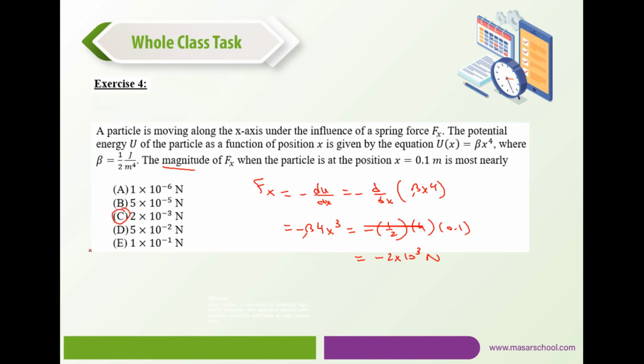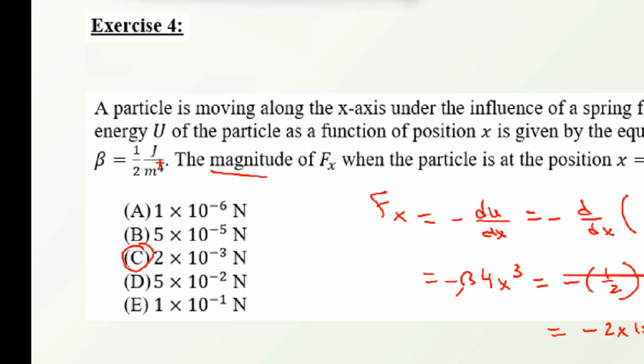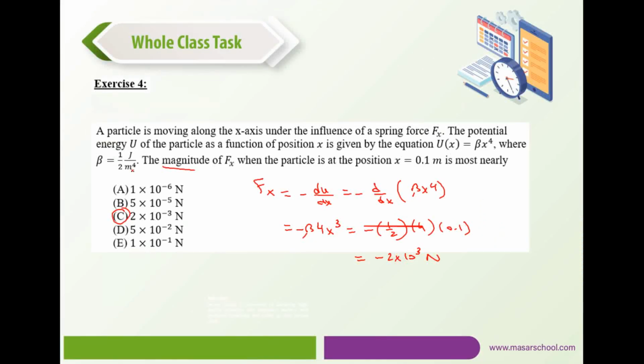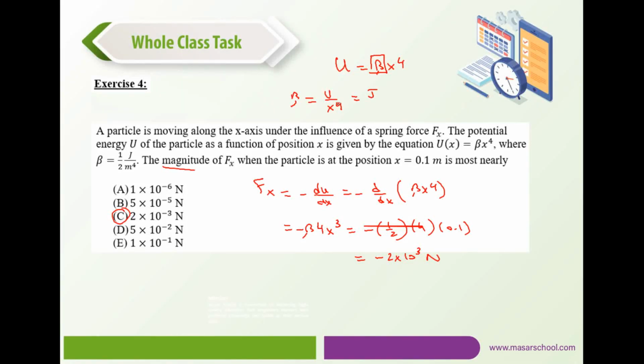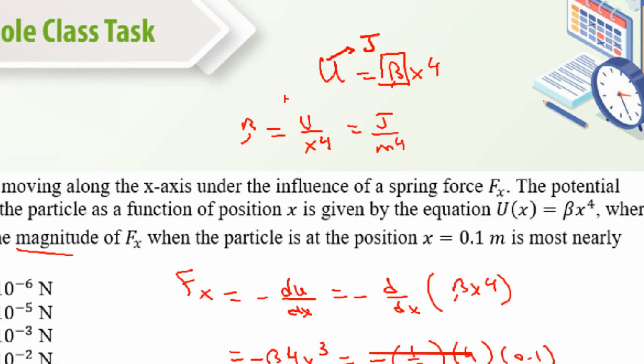And here let me mention a side remark. Why is beta given by a dimension of joules per meter to the power 4? This can be done by referring to dimensional analysis, because we know that U is given by beta x to the power 4, and we're interested in determining the unit of beta. So beta would be given by U divided by x to the power 4. U is energy in joules, and x is in meters. So that would be meter to the power 4. Then the unit of beta has been fixed such that U would be joules.